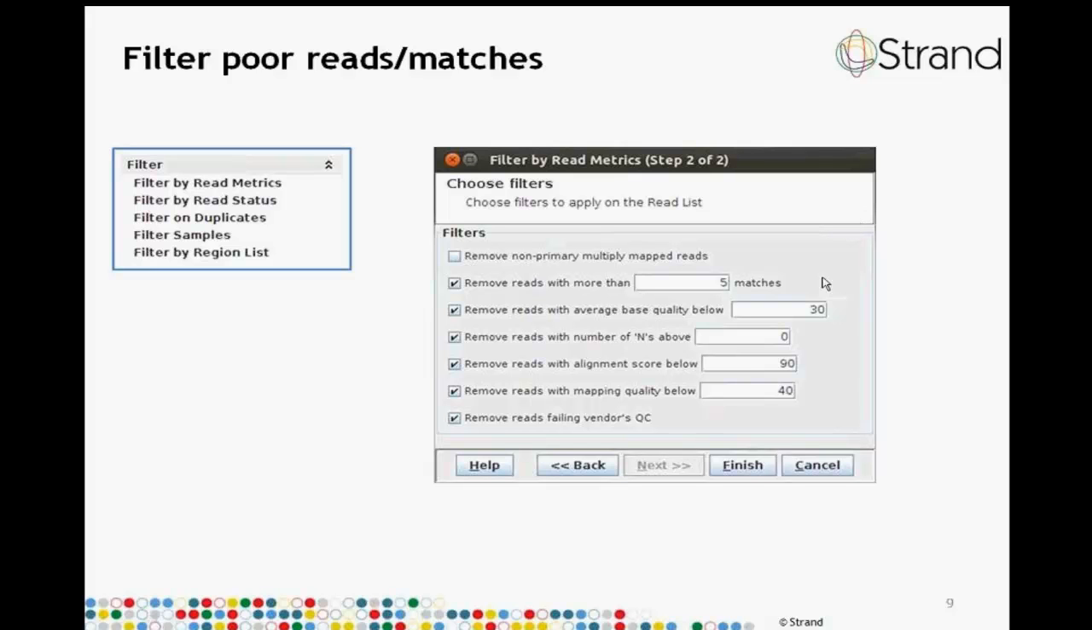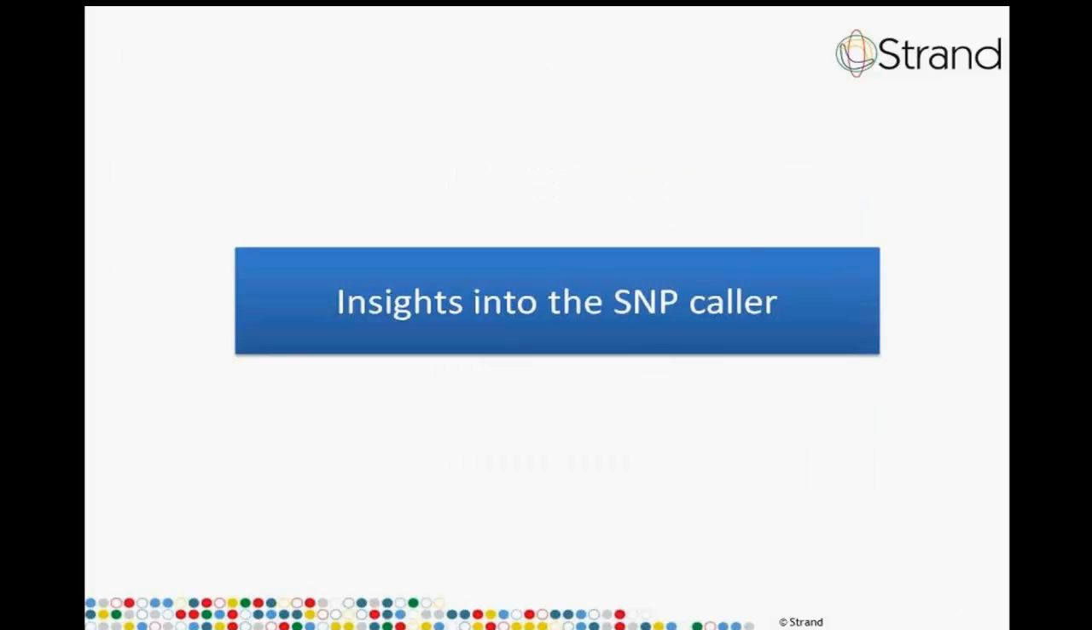We can remove reads which have poor read quality. We can remove reads with ends in them. We can remove reads with lower alignment scores and mapping qualities, and those which have been indicated by the vendor to fail the QC criteria. After we remove all of those reads, we can then proceed on to SNP calling.